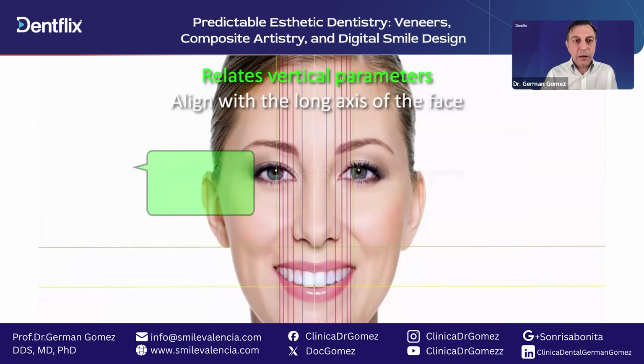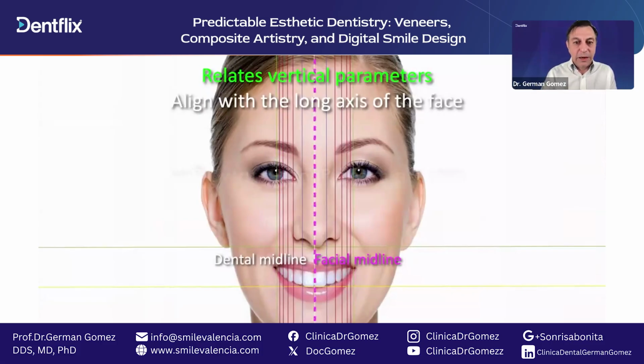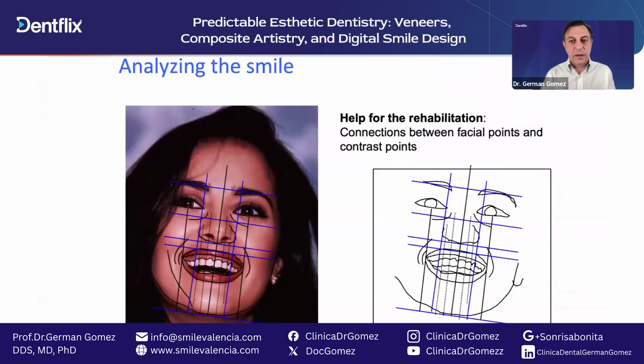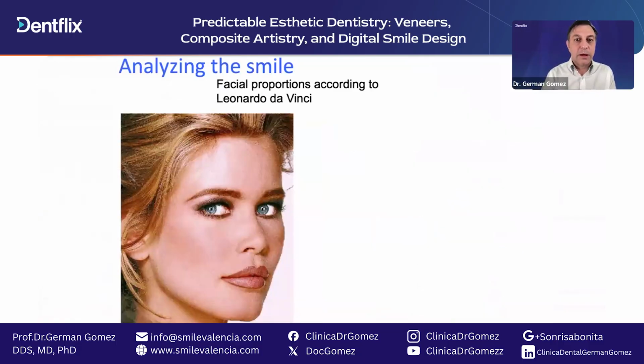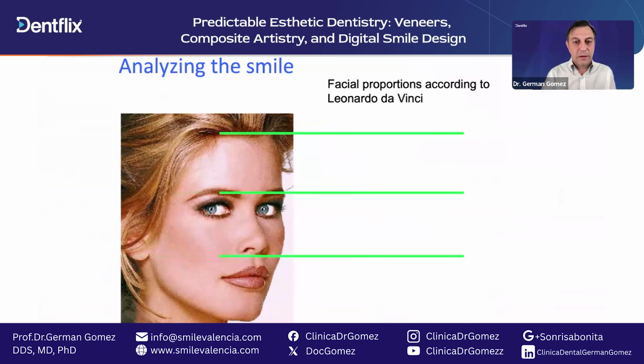The long axis symmetry in the eye position: is there symmetry? Yes or no? Is the dental midline really with the face midline? Yes or no? Should we shift it? All these things help us to analyze this smile. Also, is the face more or less divided into 1/3, 1/3, 1/3, or not? Is the lower part of the face too small? Then we have to make a vertical dimension increase here.